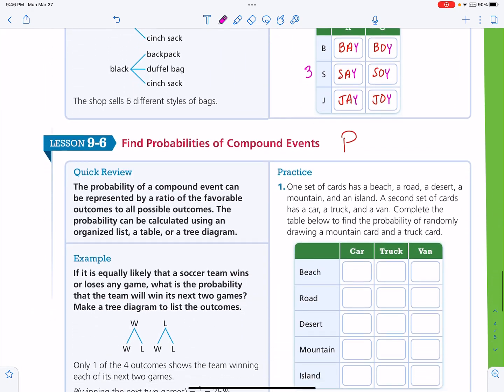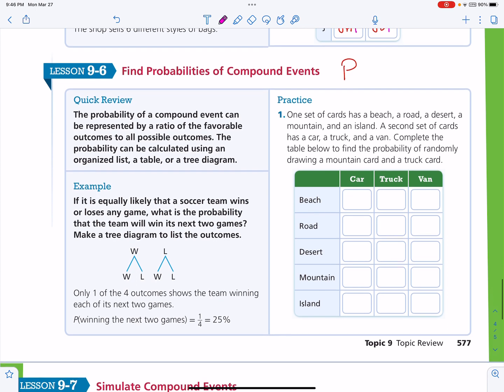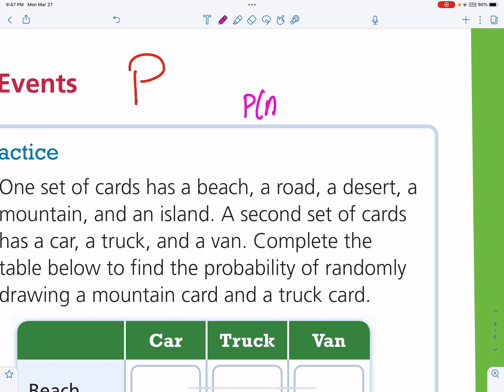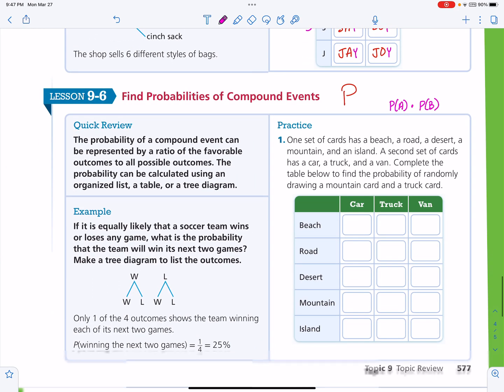All right, lesson 9-6. Okay, we just have 2 more. Find the probability of compound events. Remember with compound events, the trick with this was the probability of A times the probability of B tells us our total outcomes. That's as long as we're replacing things so that B still has the same denominator. If we're not replacing, we know it's probability of A times the probability of B minus that one denominator. Okay. All right, so let's go ahead and take a look.